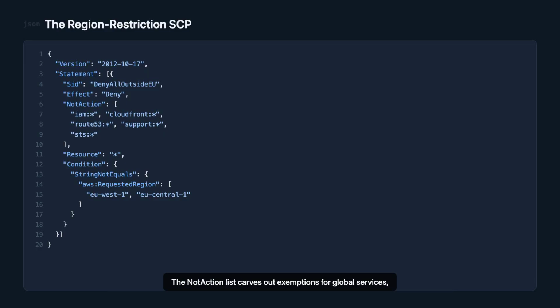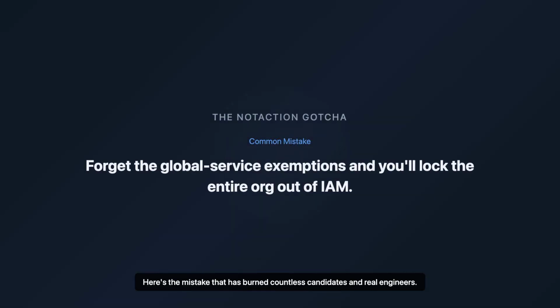The not action list carves out exemptions for global services, and we'll talk about why that's not optional in just a second. Applied at the organization's root, no account admin underneath can override this, which is exactly the guarantee you need for regulatory residency. Here's the mistake that has burned countless candidates and real engineers.